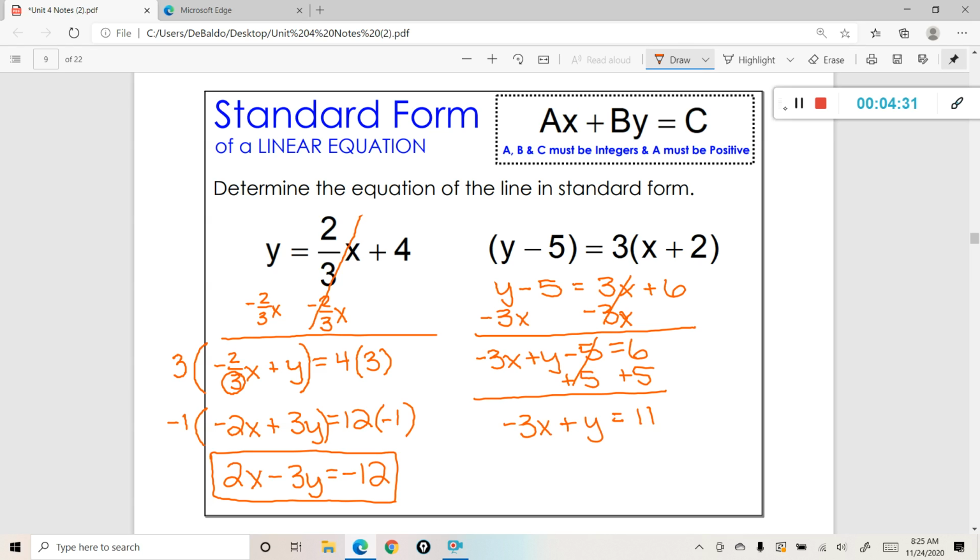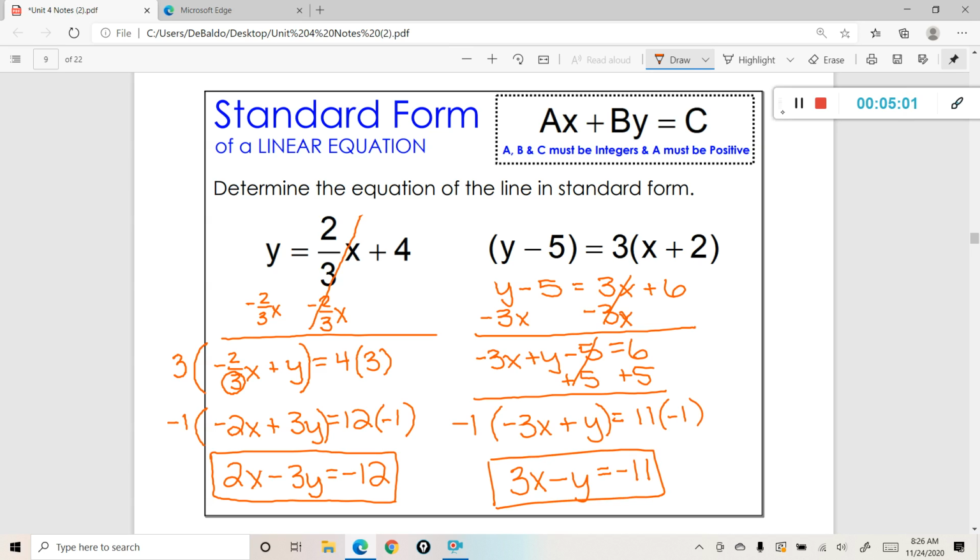All right, looks pretty good except for one thing. Notice that the A is negative. I need to make it positive. So I'm going to multiply this by negative 1. So I'm going to multiply this whole side by negative 1 and this whole side by negative 1. That's going to leave me with 3x minus y, be careful with that second distribution there, equals negative 11. And there you have it. You have your equation in standard form.